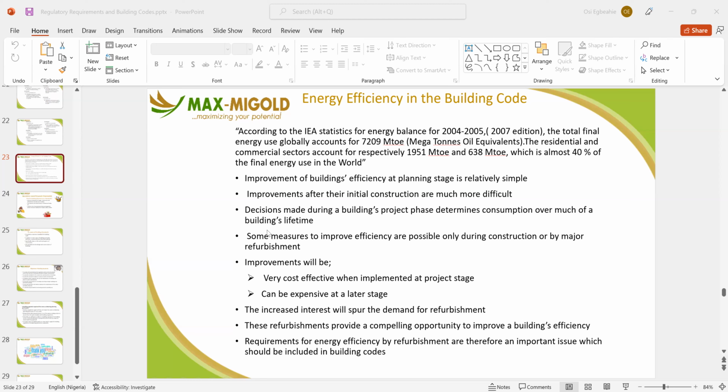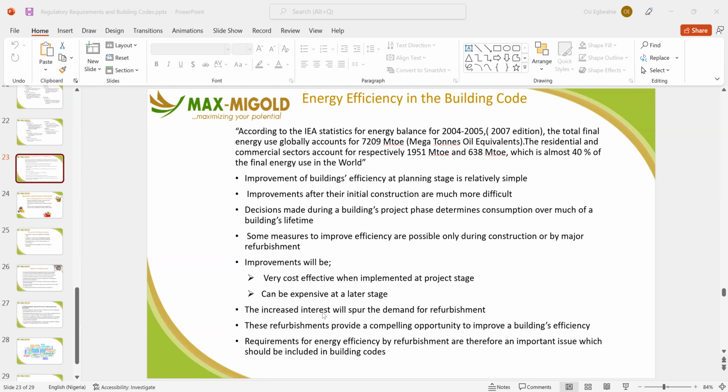And also, if you're not going to solar panels and all that, if you design the building around solar, it will give you very good energy efficiency and goes towards a green building. Some measures to improve energy efficiency are possible only during construction or by major refurbishment. Improvements will be very cost effective when implemented at the project stage, but can be expensive at a later stage.